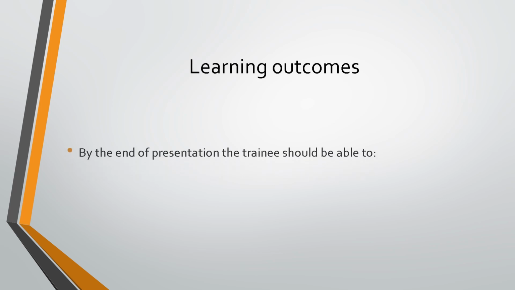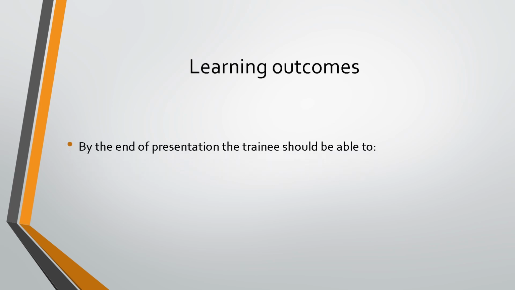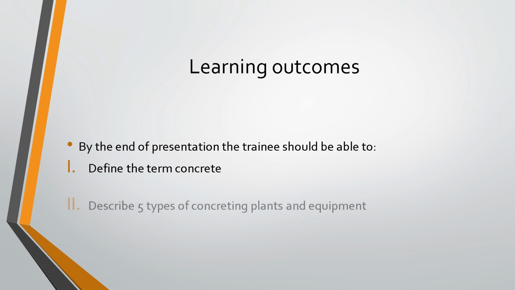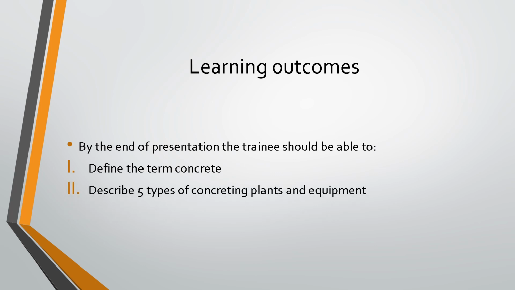So we have our learning outcomes, where by the end of the presentation the trainee should be able to: number 1, define the term concrete; number 2, describe 5 types of concreting plants and equipment. So without wasting much time, let's start with learning outcome number 1.